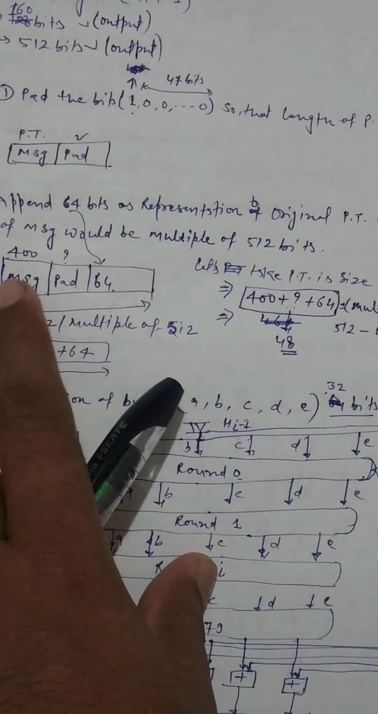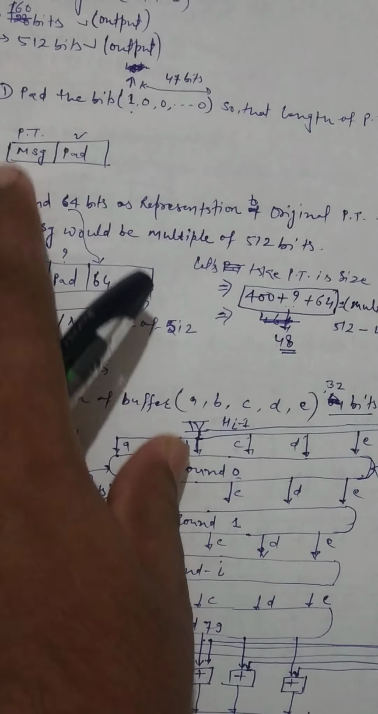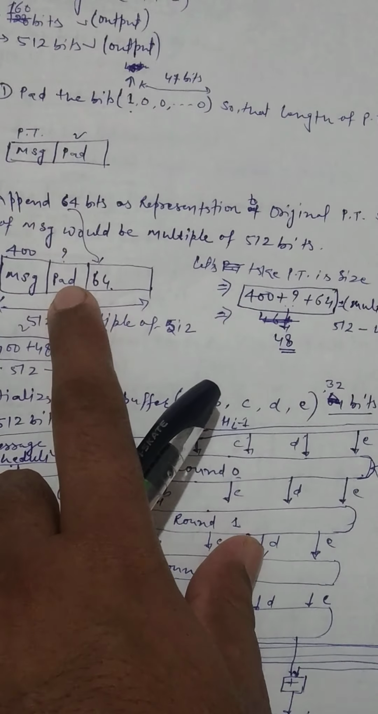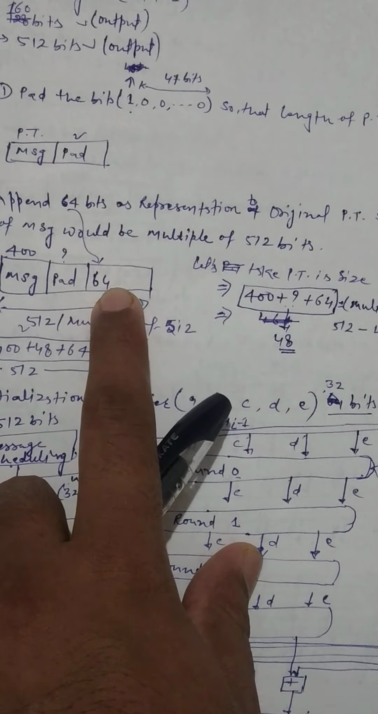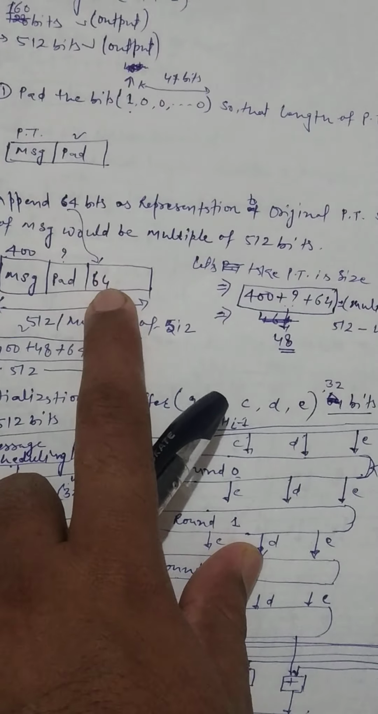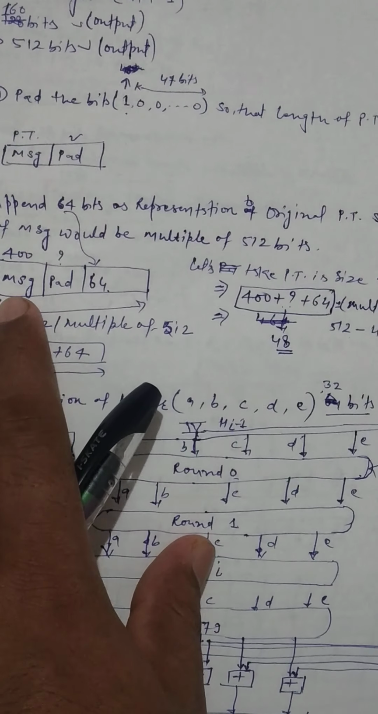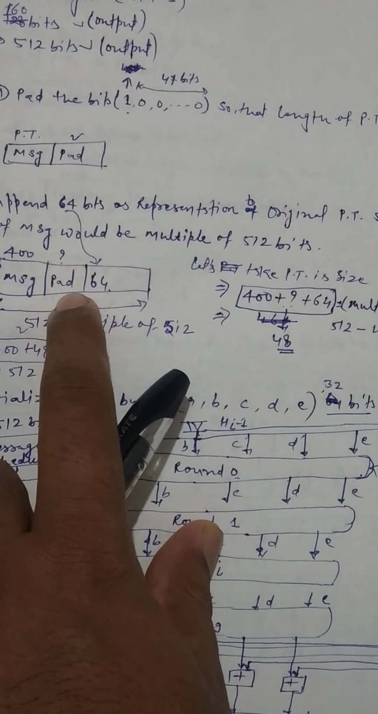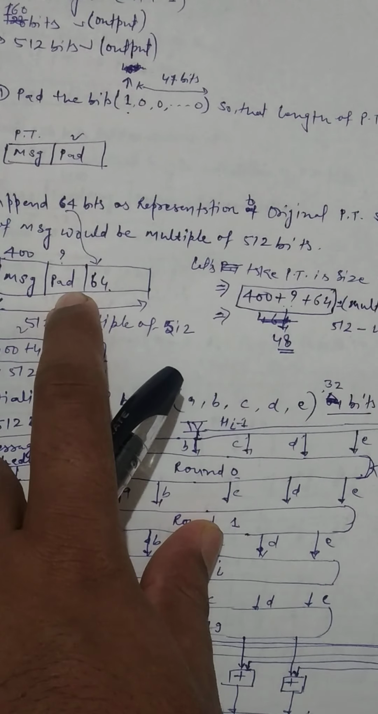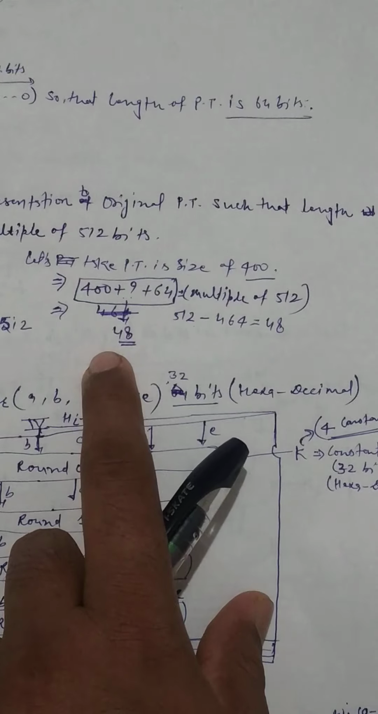Now understand, this is our message like this. Now we have padding over here, already done. Now we need to add an additional 64 bits. So now the 64 bits are over here. Now let's take the message size as 400. What is the size of padding we need to apply? So understand this concept.